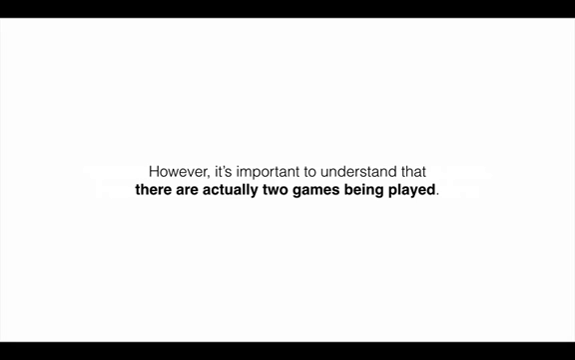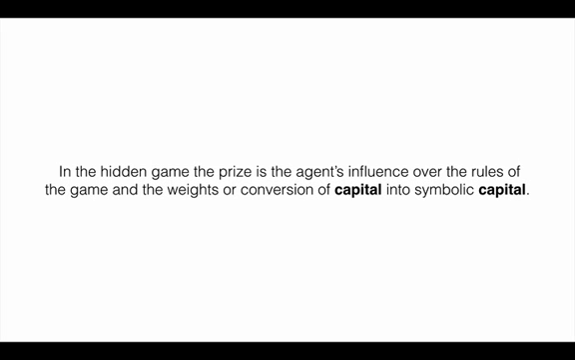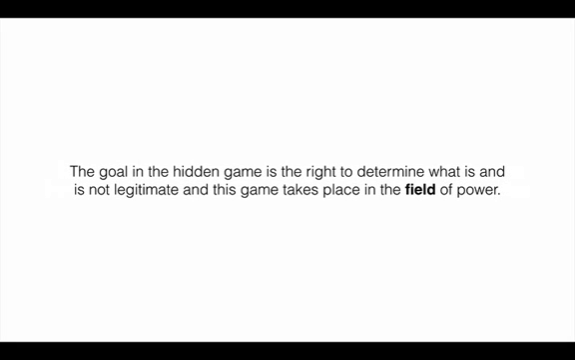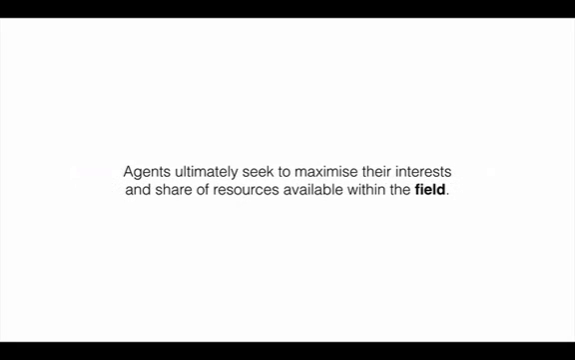However, it's important to understand that there are actually two games being played, the immediate game and the hidden game. In the hidden game, the prize is the agent's influence over the rules of the game and the weights and conversion of capital into symbolic capital. The goal in the hidden game is the right to determine what is and what is not legitimate, and this game takes place in the field of power.